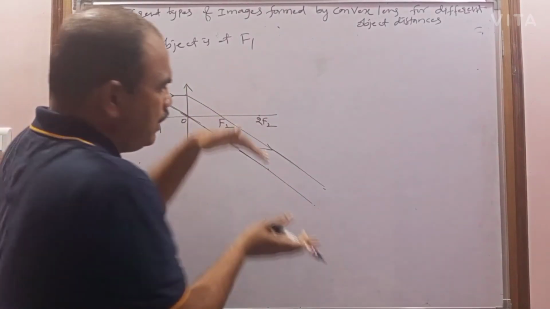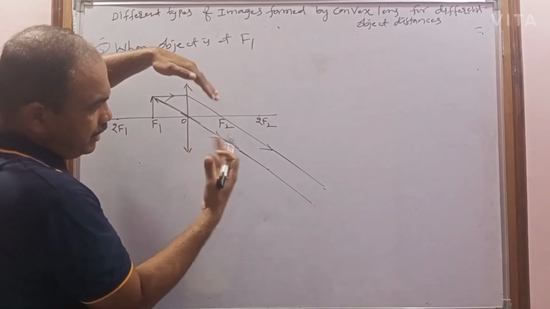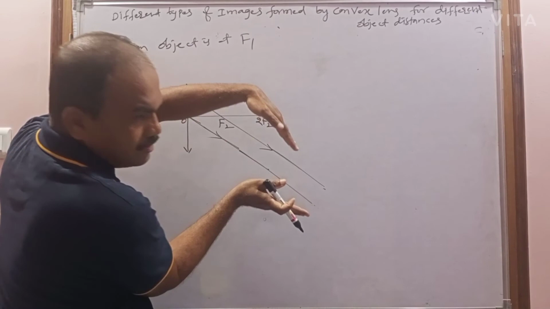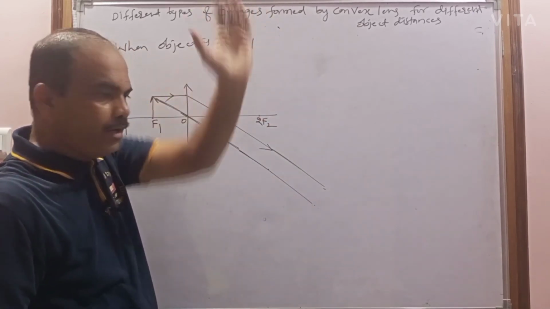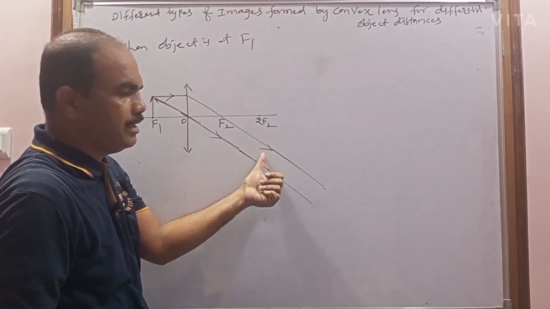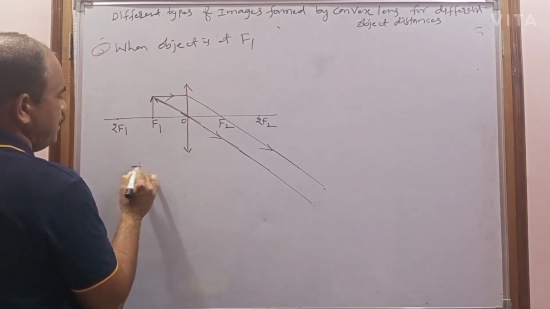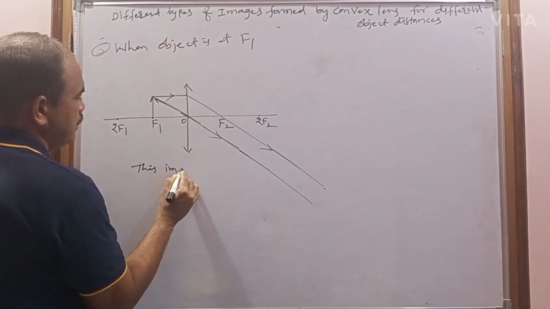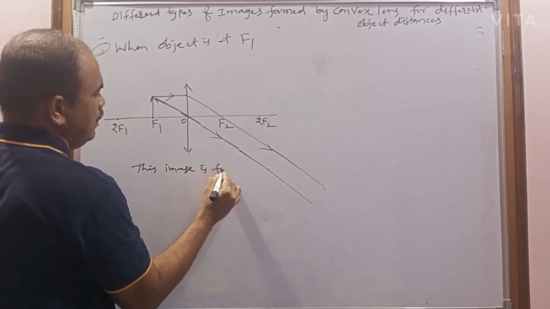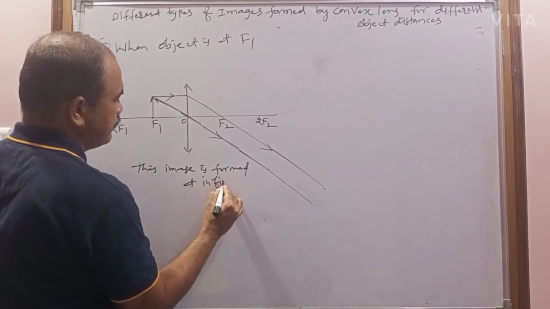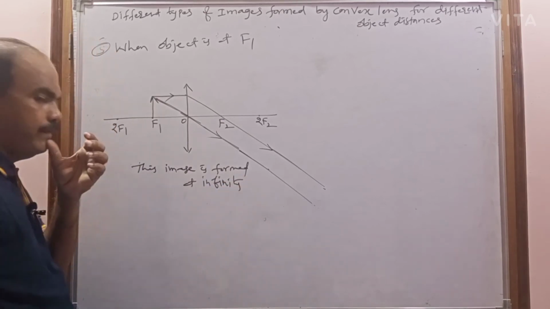In the first case, when the object is at infinity, the rays are parallel to each other. Now compare reversely: if the incident rays are parallel, the image is formed at infinity. Why is the image formed at infinity? Because these rays are parallel to each other. So this image is formed at infinity.